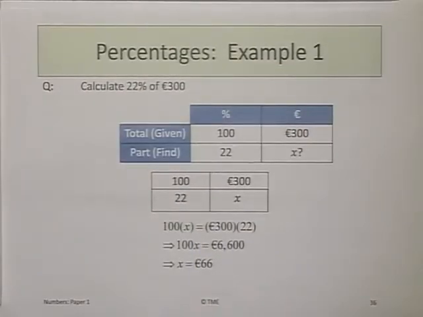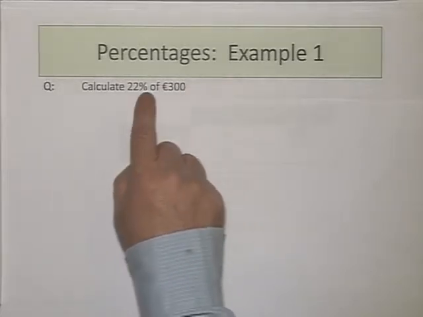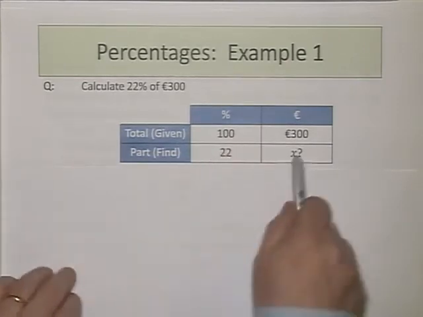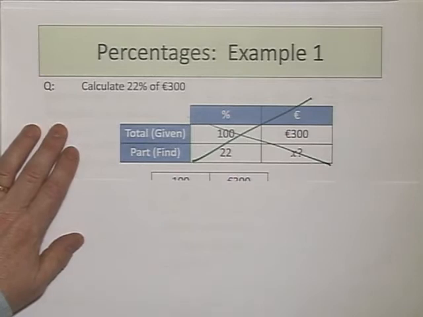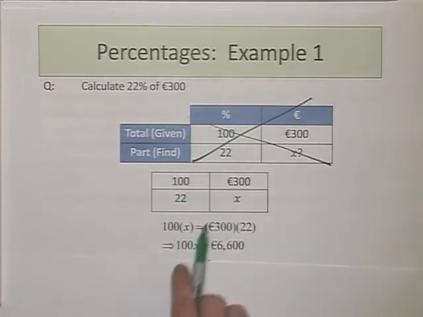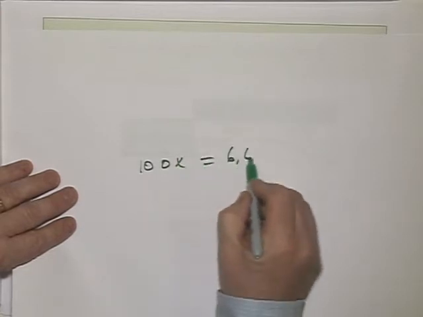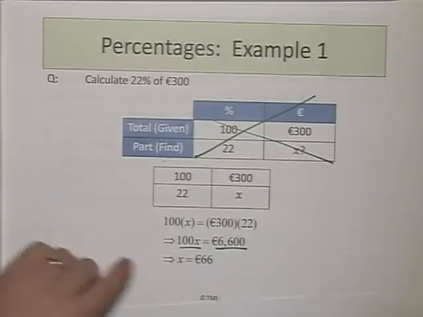So somebody says, calculate 22% of 300. Well, you know that 100% of 300 is 300. 22% will be less. So you draw the box and you say 100% of 300 is 300. What's 22%? Don't know. It's x. And you crisscross. And you say 100 times x is 300 times 22. 100x is 6,600. And 100x, I'm not really gone on. From the calculator point of view, 100x is 6,600. I want to bring it down to x. I divide by 100 on this side. And I get that x is 66.